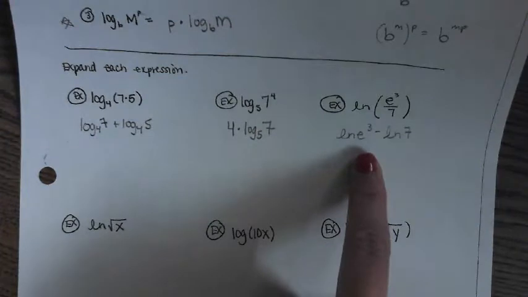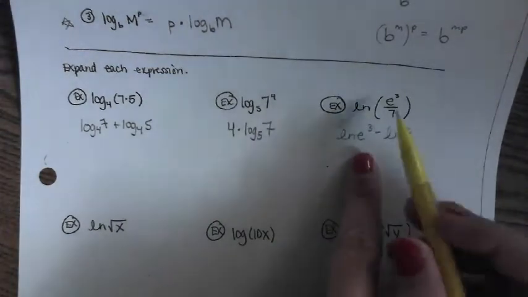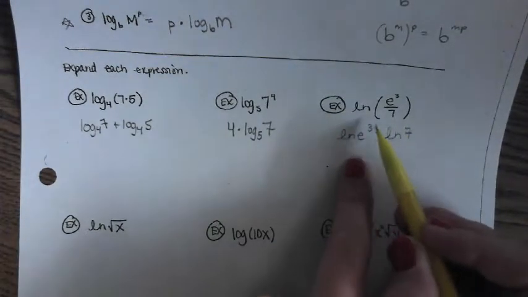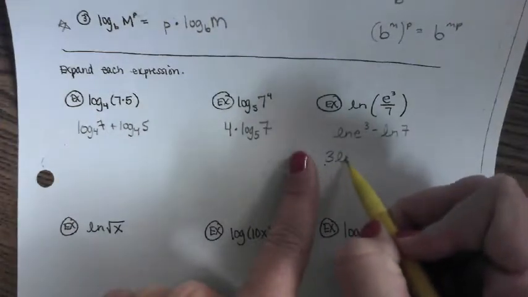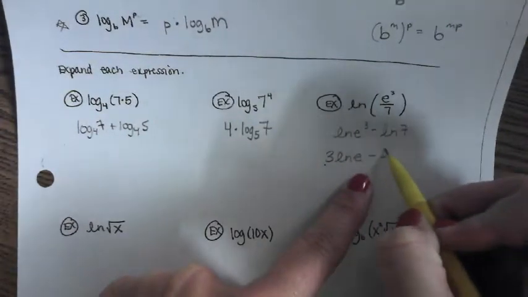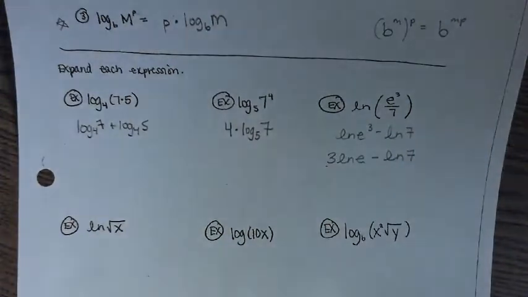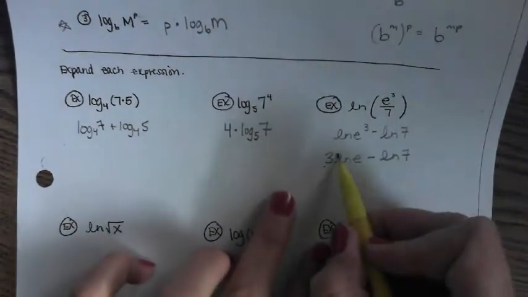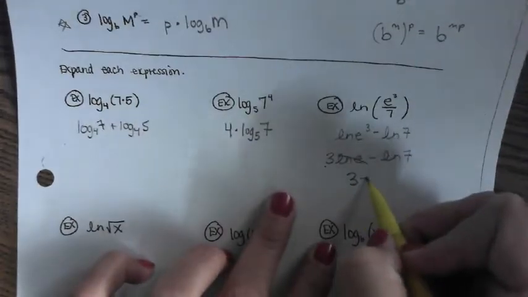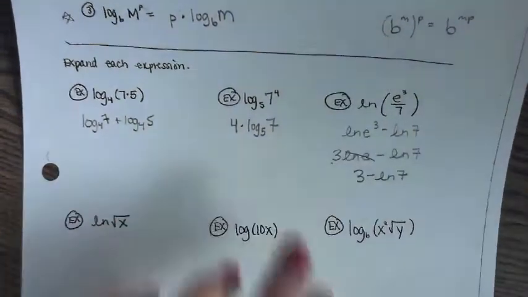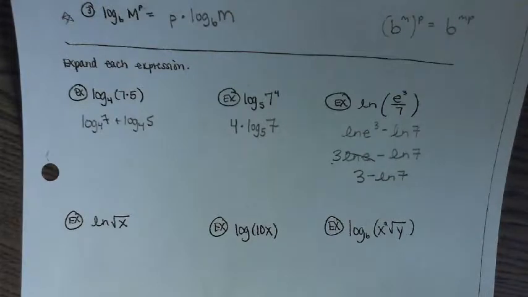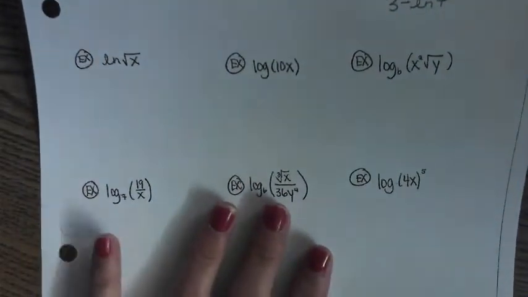Right, so he's taking this just one step further. So you split the division into subtraction, but then take your exponent out in front would be the fully expanded version. Maybe? Right, or just cancel out now the ln and e, and you have 3 minus the natural log of 7. Good? Any questions on those? Nice job. Take a minute to do the remaining 6.